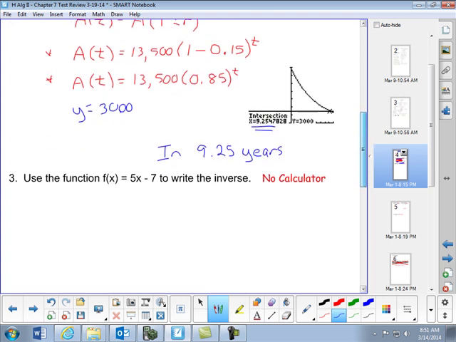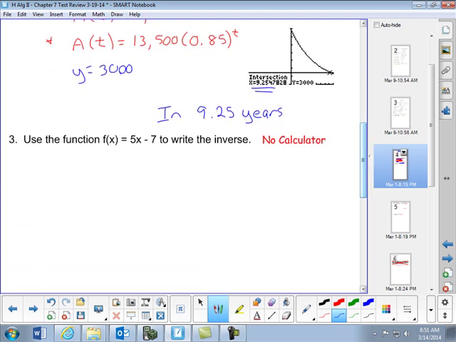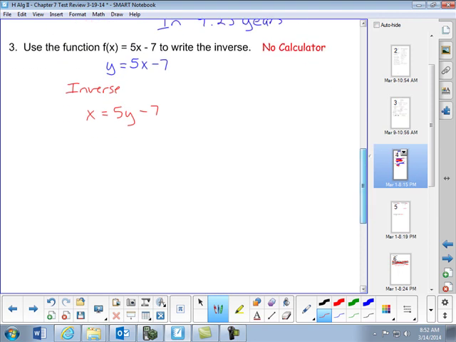All right, problem number 3 is a no calculator part. It says write the inverse of this function. Well, remember that f of x is the same as y, so the given function is y equals 5x minus 7. Recall that to write the inverse function, you're going to just switch x and y. So you get x equals 5y minus 7. And we need to solve this for y, and this is a no calculator problem. So to solve it for y, we're going to add 7 over. So we get x plus 7 equals 5y.